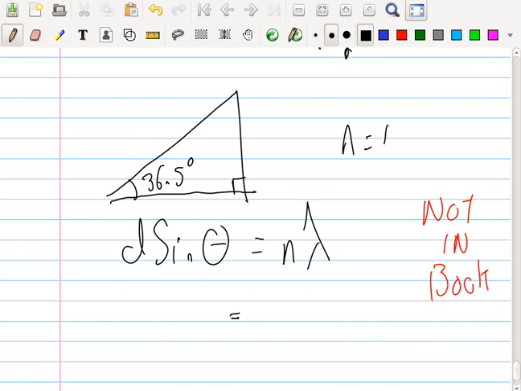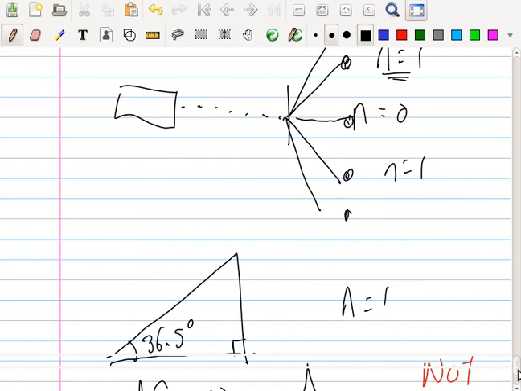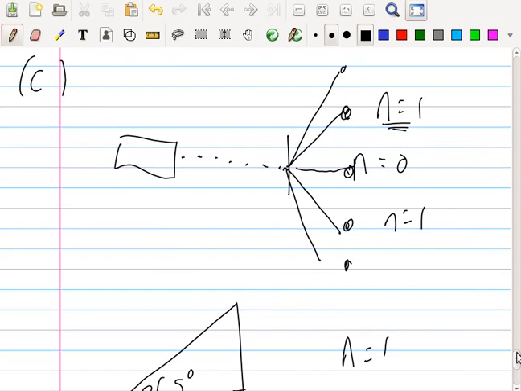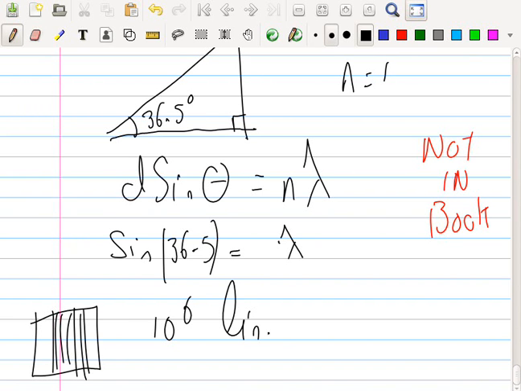Now, what's the N here? One. It's one. He's talking about this one. Now, what's the theta here? Now, we need the D. The D is how big the grate is. Now, we don't quite have it. We almost have it. Read carefully. He says, here's our grate. And he says there are 10 to the 6 lines per meter.